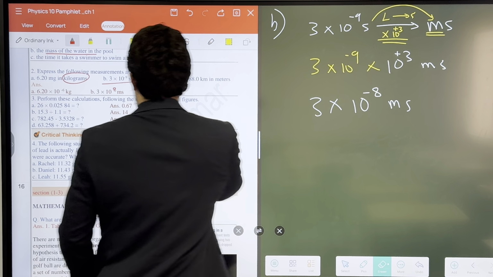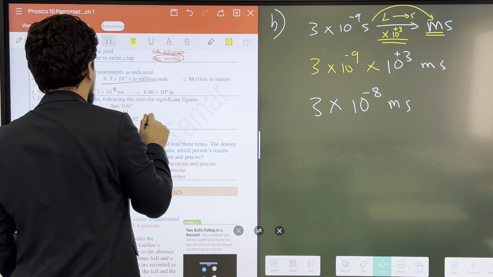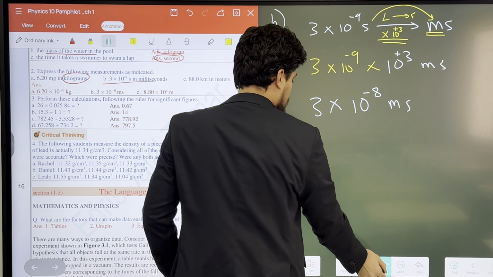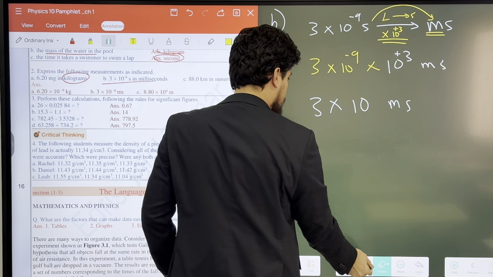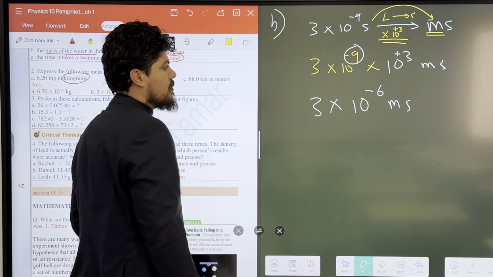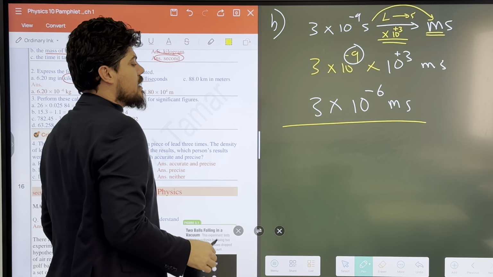10 power negative 6. Negative 9 plus positive 3 is negative 6. The sign of the larger power, millisecond. This is the final answer.